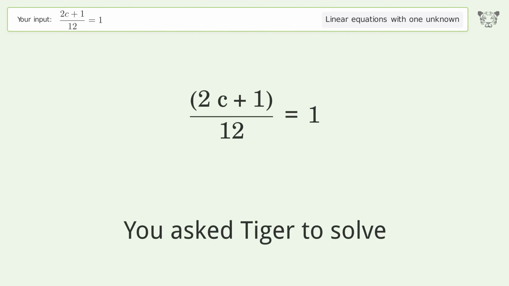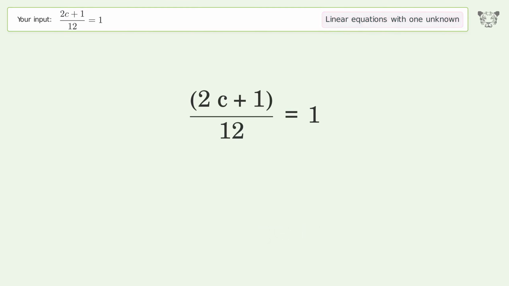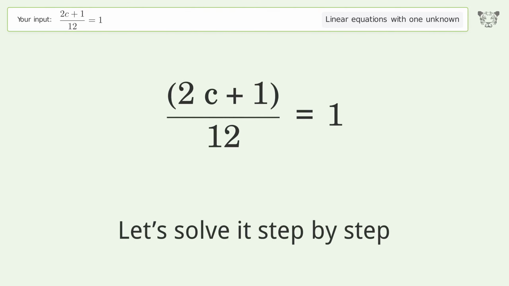You ask Tiger to solve. This deals with linear equations with one unknown. The final result is c equals 11 over 2. Let's solve it step by step.